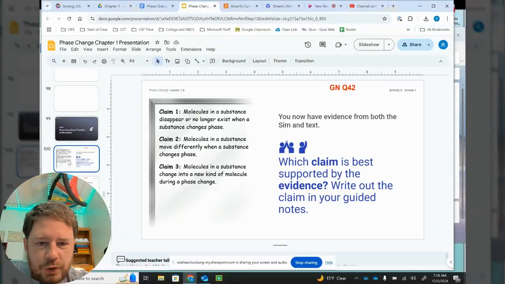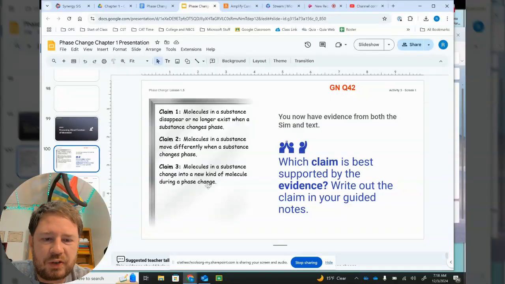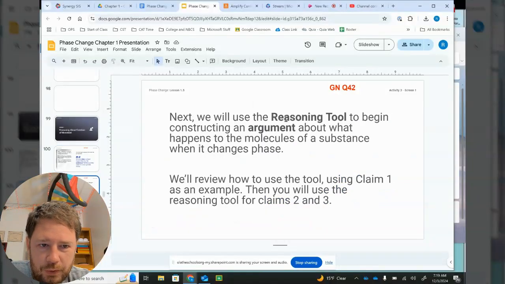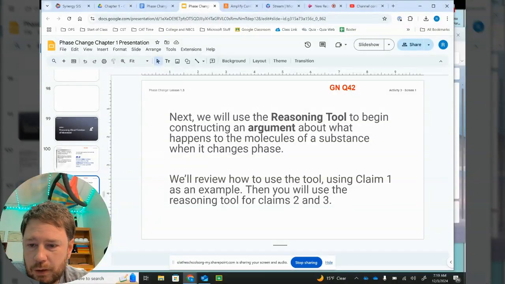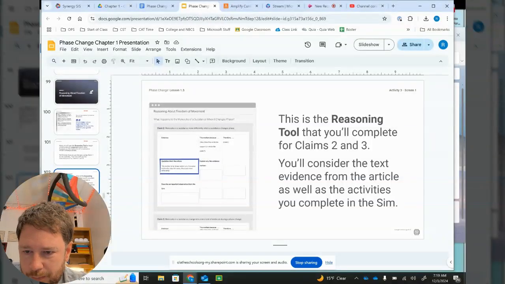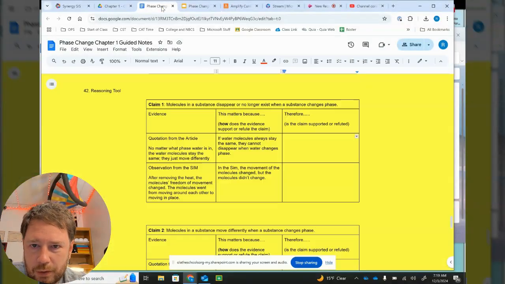Okay, on question 42, we're going to look at these three claims and decide which claim is best supported by the evidence. So what we're going to do is use a reasoning tool to begin constructing an argument. I will walk you through the reasoning tool for claim 1 as an example, and then you're going to do claims 2 and 3 on your own.